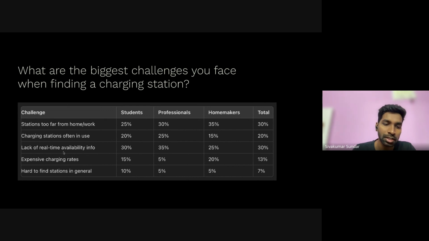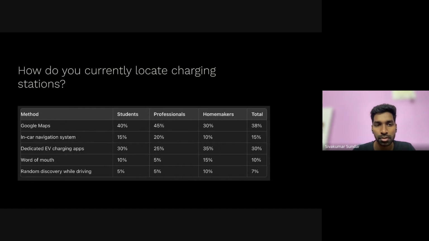And hard to find stations in general. This is also one of the major problems. Today they do it within their own app itself. For example, if they buy an Ather scooter, all they can get is wherever they have Ather charging stations. There's no way they can identify other charging stations where they can go and charge. So these are the problems that they are facing.